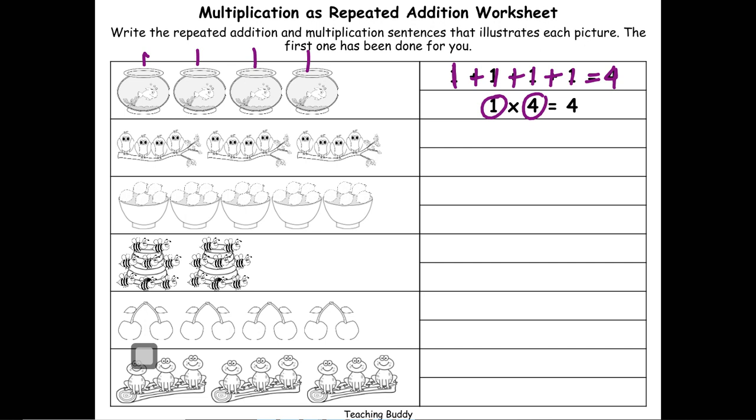So if we take a look here, we've got our owls. So there are 4 owls. I'm going to write them down here and add them. Here's 4 more owls. I'm going to write them down here and add them. And here's 4 more owls. It's the same picture.